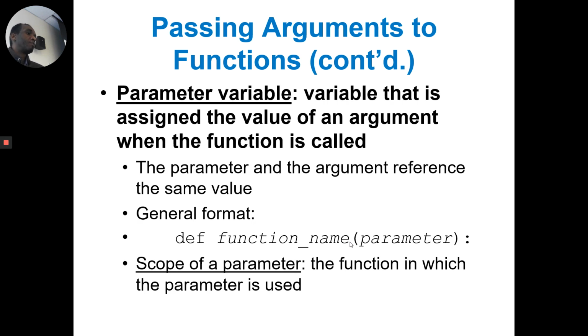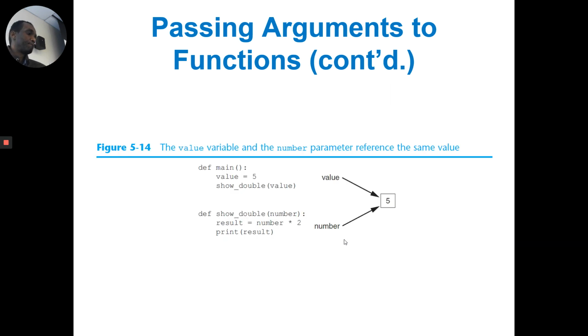A parameter variable is assigned the value of an argument when the function is called. So the parameter and the argument reference the same value. So that's the general format. The scope of a parameter is the function in which the parameter is used. Okay.